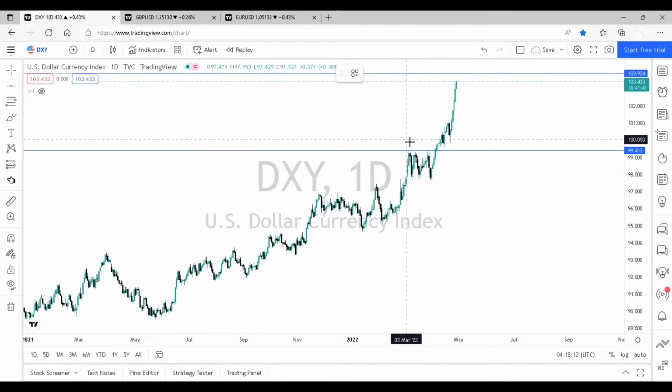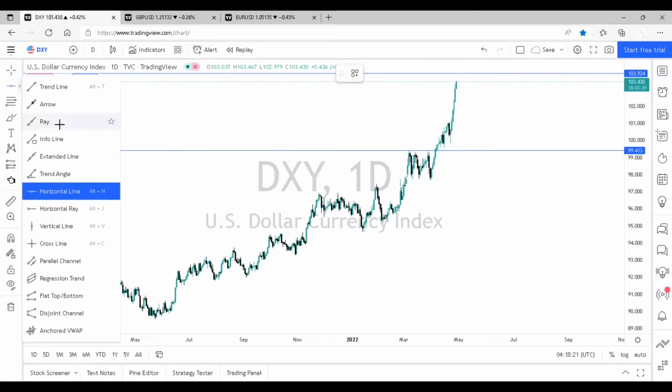This is an order block here. When you see the push down, that is the order block. Right here is the order block. And then I delineate those with a ray.